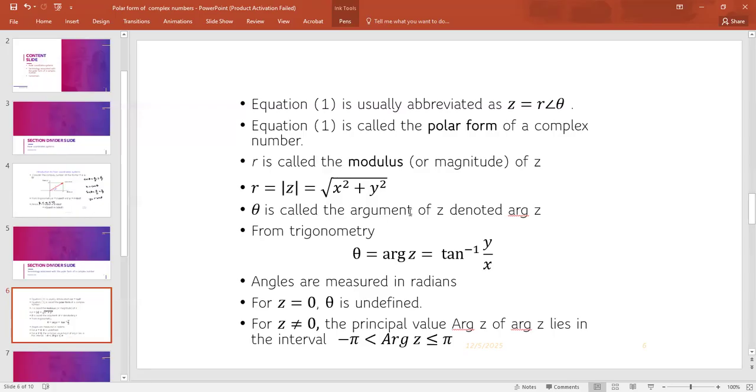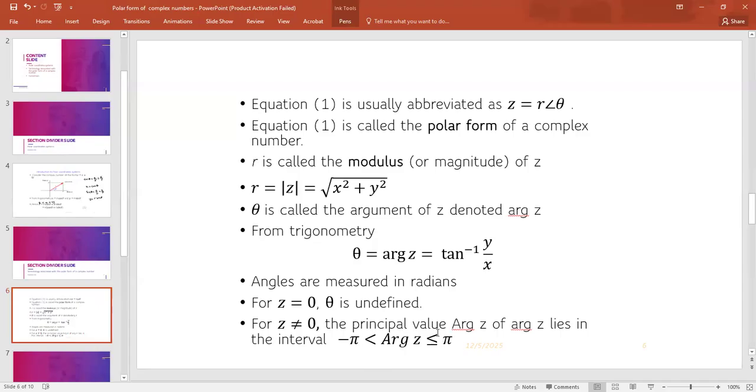And theta is what we call the argument of z, denoted by arg z. And still, how do we obtain theta? We obtain theta by looking for the arctan of y divided by x. That is how we obtain the argument of the complex number. Take note that we cannot talk about argument without talking about the principal value Arg z, which is that principal value used to represent the complex number in polar form. So take note that the principal value of z lies in the interval minus pi to pi.